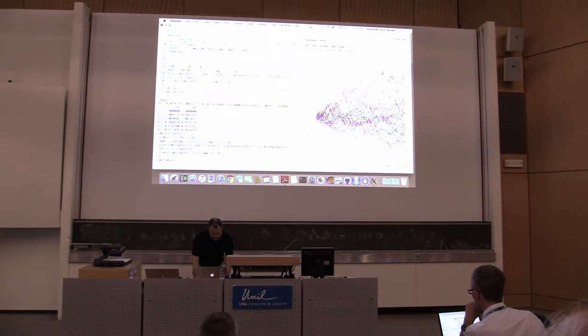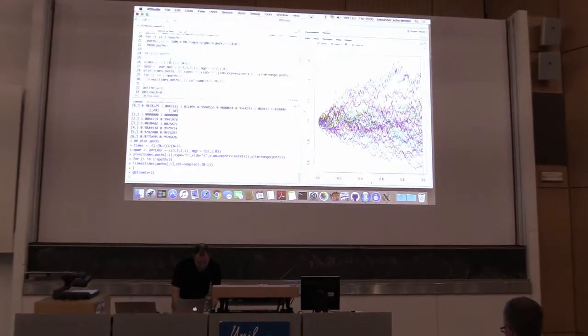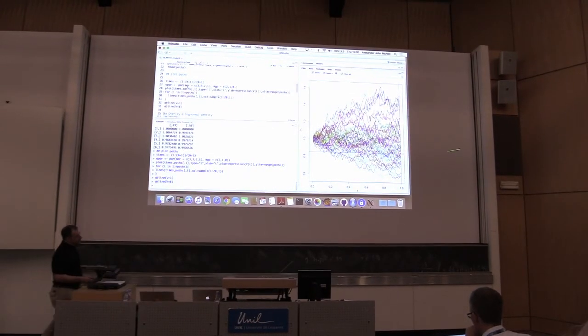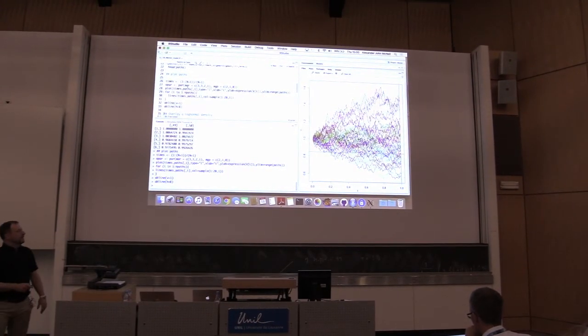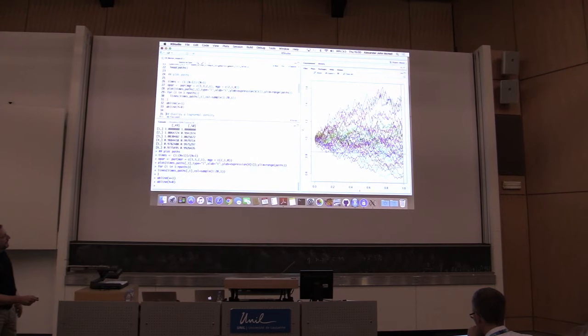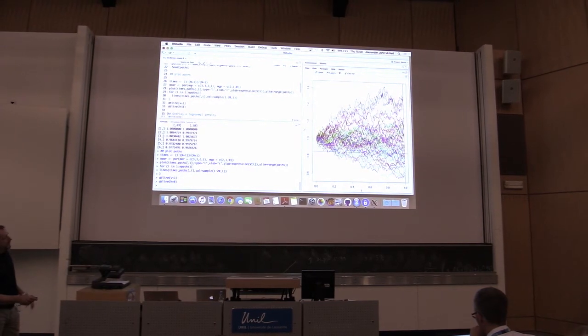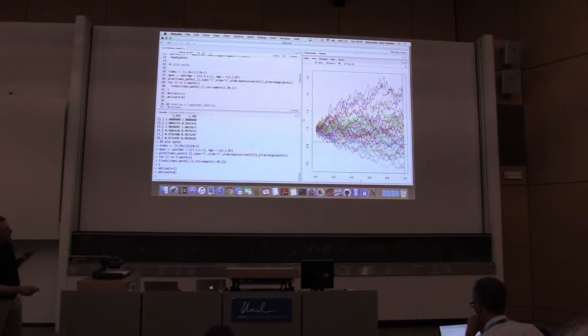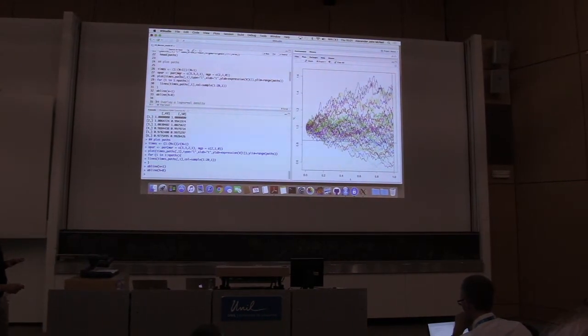Okay, we start at... certain of those paths are default paths. Any path which doesn't exceed 0.85, remember that was the face value of the debt, is a default path. Any path that does exceed it is a non-default path.